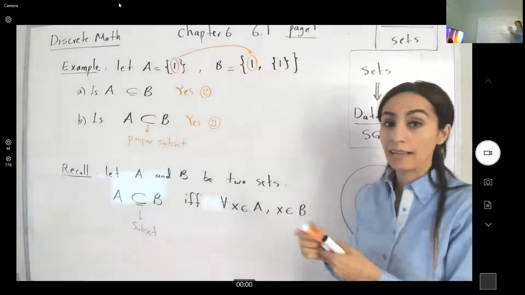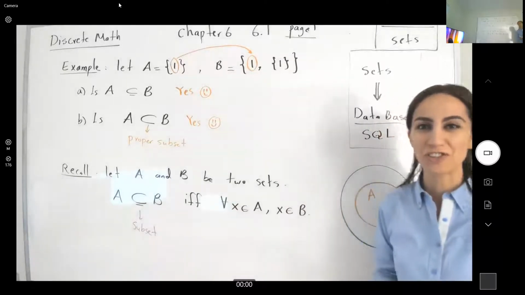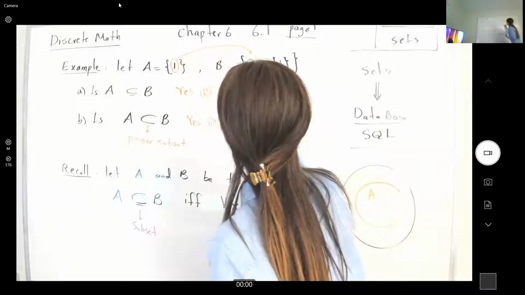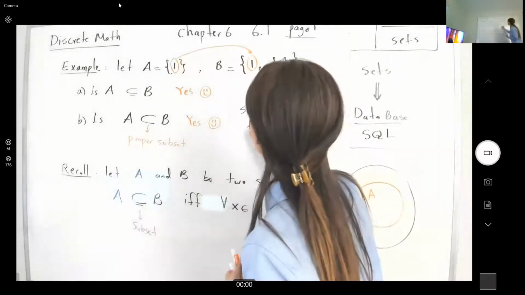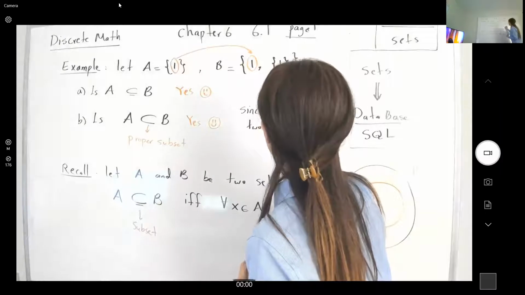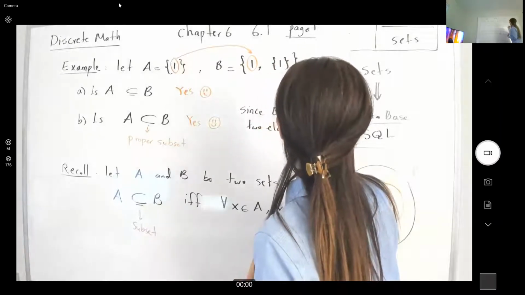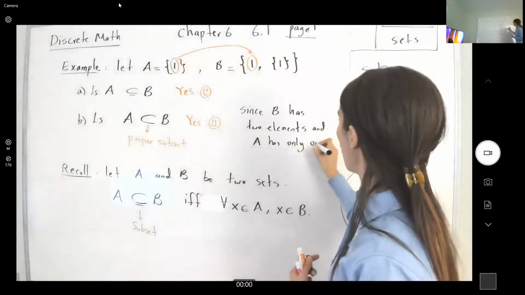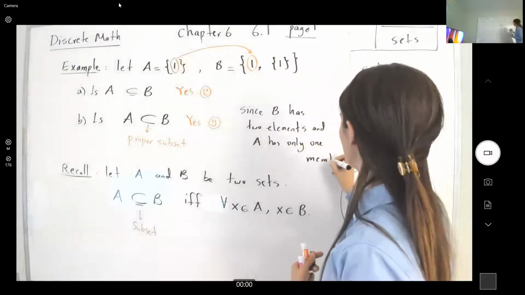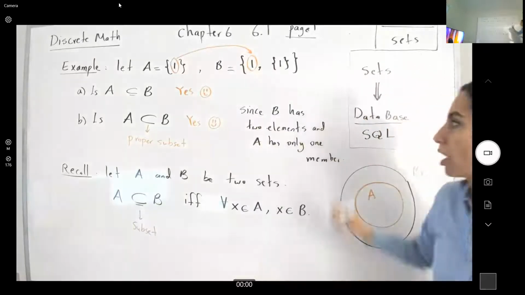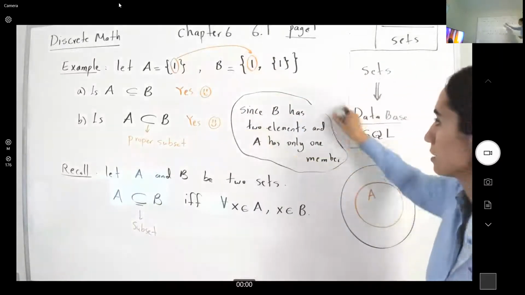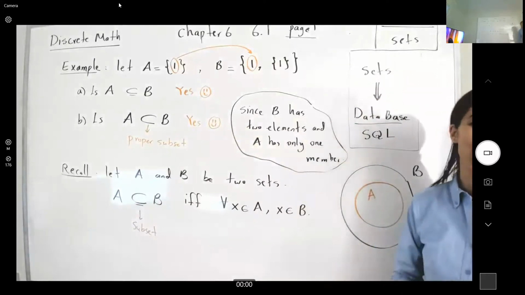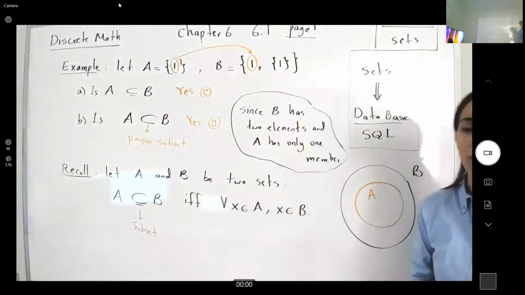The justification that we can write is, since B has 2 elements and A has only 1 member, that's the justification behind it. Since the second set is larger than the first set, definitely there is no way they are equal to each other. So we have a proper subset.